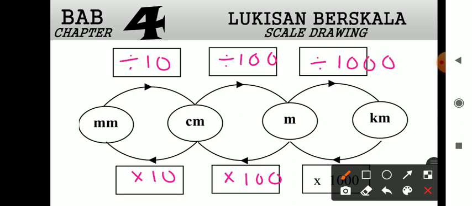So change all. If the question wants the final answer to be in meter, you change all to meter. If they want the final answer in cm, then you change all to cm first. So this is easy.